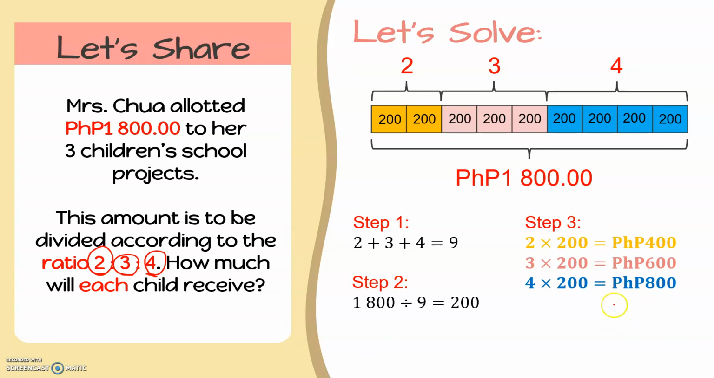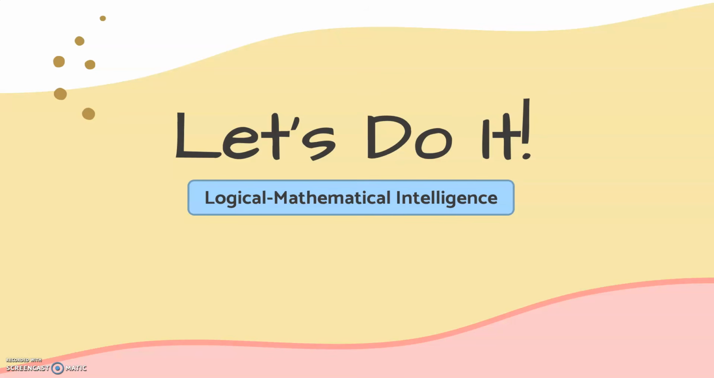To check if our answer is correct, all we need to do is add all these numbers. This should be equal to 1,800 pesos. So we'll have 0, 0, and this will be 18. So the total is 1,800. Therefore, our answers here are correct. Now let's practice some more.